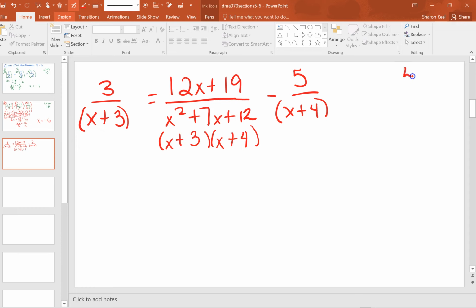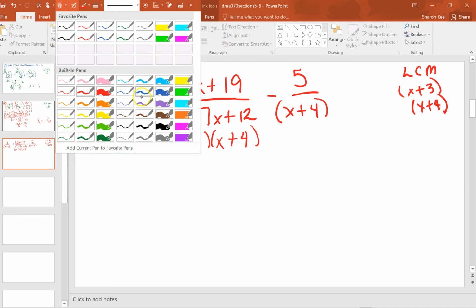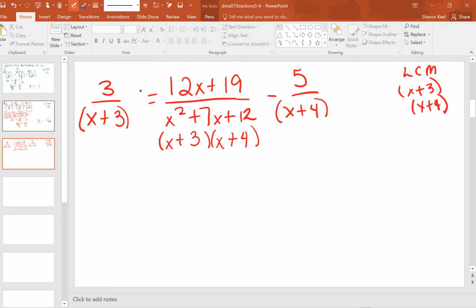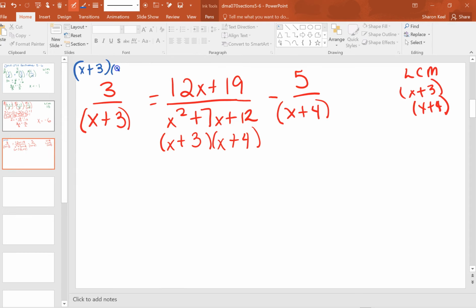So as I'm trying to determine what my least common multiple is, it's going to consist of both an x plus 3 and an x plus 4. So we need to have both of those for our least common multiple. What I'm going to do is multiply each term. So I'm going to come up here above and put the x plus 3 and the x plus 4 with each and every term.